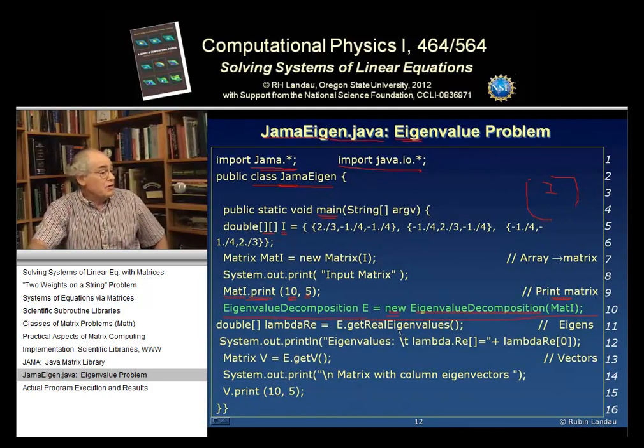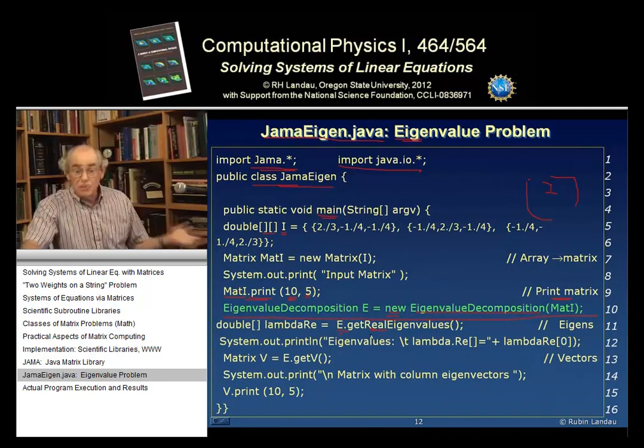Okay, so how do we do that? Well, we just did it. That's all you do. That's line 10. Then on line 11 we say, okay, let's now take our matrix E, let's get the real eigenvalues from it. We just operate with the dot operator, get real eigenvalues as expected, and that extracts all the real eigenvalues. Likewise, if we replace real by imaginary, then we would get the imaginary eigenvalues.